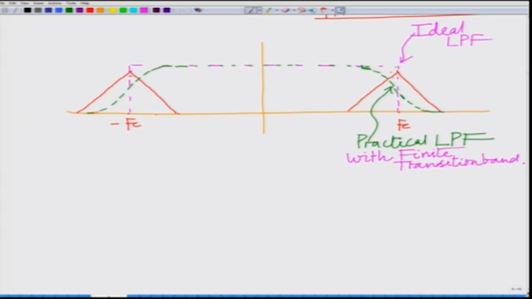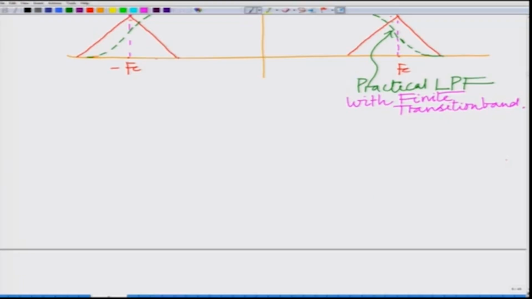Which means that it is not exactly equal to 0 for all f greater than Fc and f less than minus Fc, but it is transitioning from 1 to 0 over a finite band. So, there are some frequencies less than Fc for which the gain is less than unity, and some frequencies greater than Fc for which the gain is greater than 0. So, it is transitioning from 1 to 0.